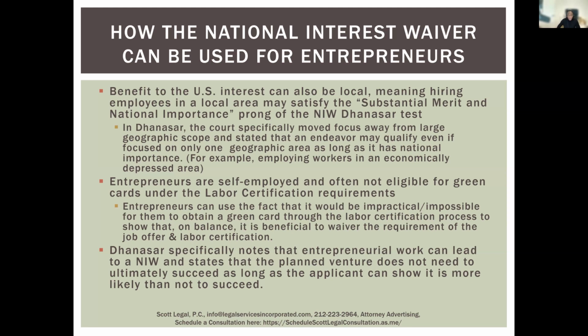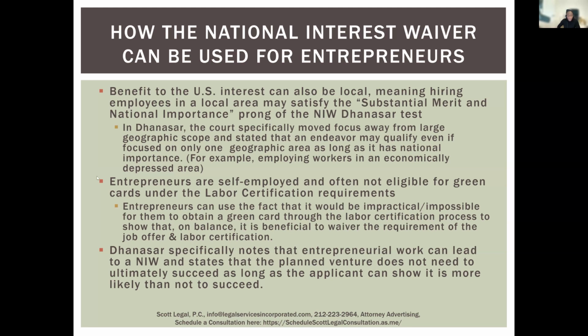The other thing to keep in mind before we get into the details of the 3 prongs is it is possible to use this category for entrepreneurs, and we have done that before. Where you file a case, you might say that the substantial merit or national importance, what we call prong 1, could be that you're creating U.S. jobs, and in particular, if you're creating those U.S. jobs in an area where there's economic depression, that's going to be really beneficial. And the reason it's beneficial is because the case that governs this actually said this. It's a case called Dhanasar, and that's the case that sets out the standards for it.